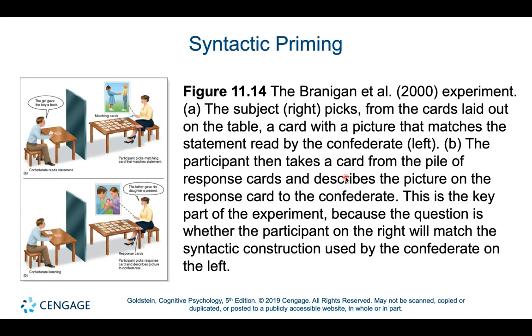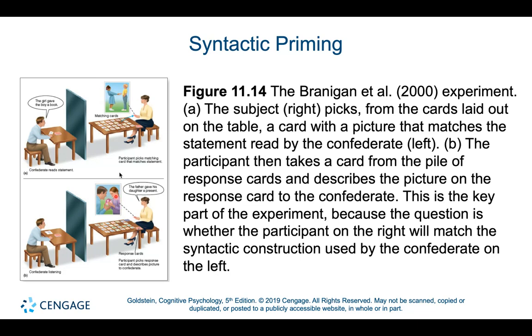So, in experiments that have tested this, people are set up sort of in the same room, and they have these decks of cards on a table, and they're sort of describing the scenes that they see on these cards. And what ends up happening is that if one person uses a particular structure of a sentence, the girl gave the boy a book, then the next person is more likely to use a similar construction on a completely different sentence, the father gave his daughter a present.